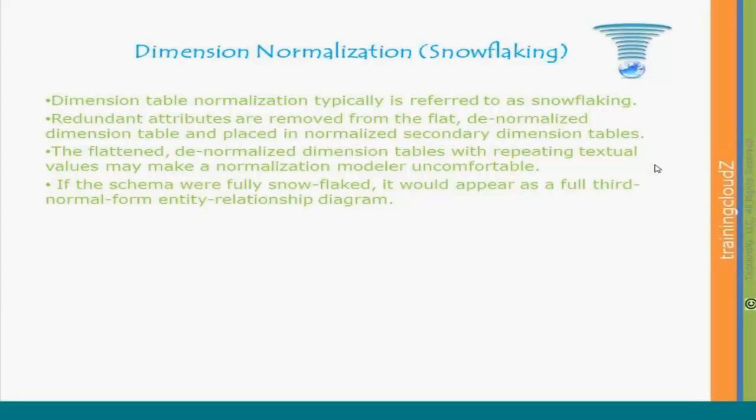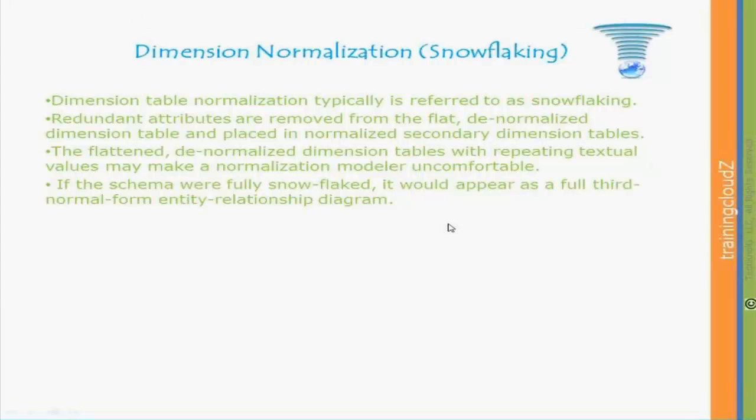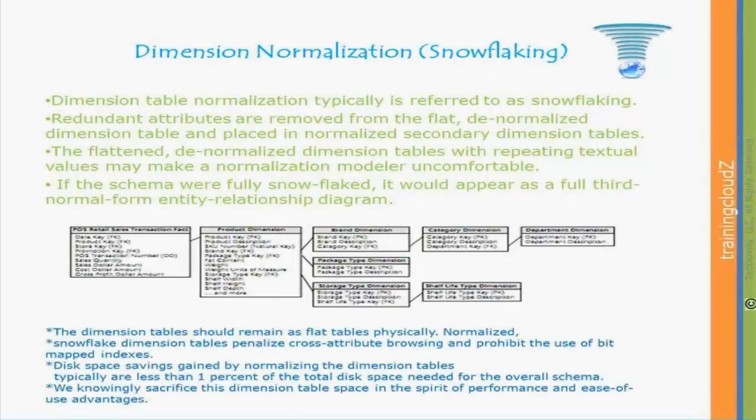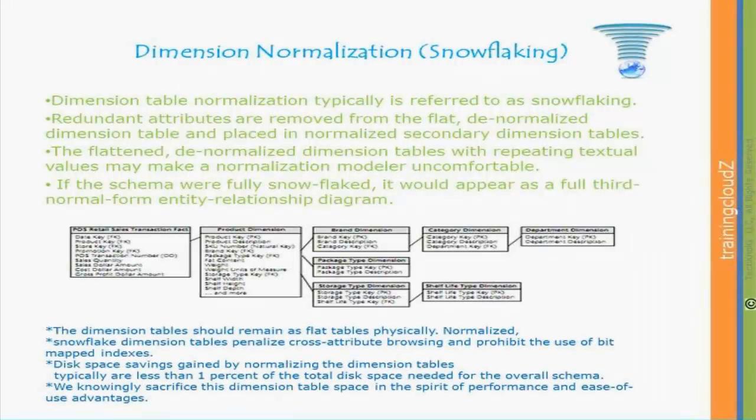Yeah, it is. So if the schema were fully snowflake, it would appear to be the full third normal form entity relationship diagram. Normal forms are generally in the OLTP world, but not in the OLAP world. But if you start moving towards the snowflaking schema, then you'll see, oh, it is like the normalized database in the OLTP. You see it.